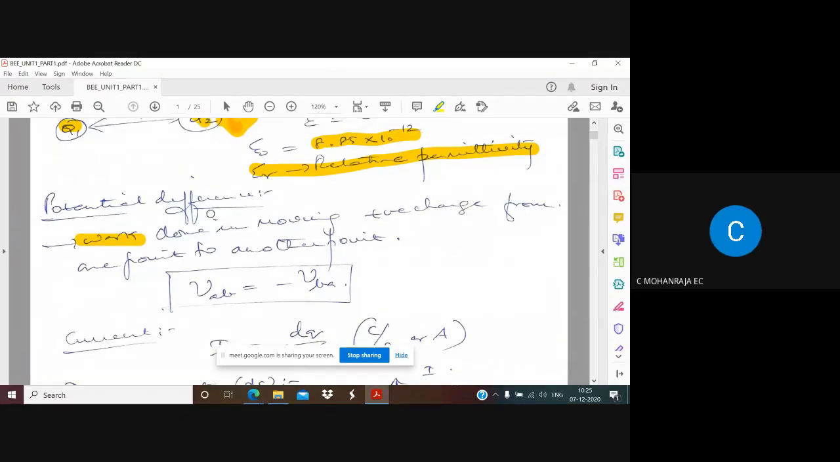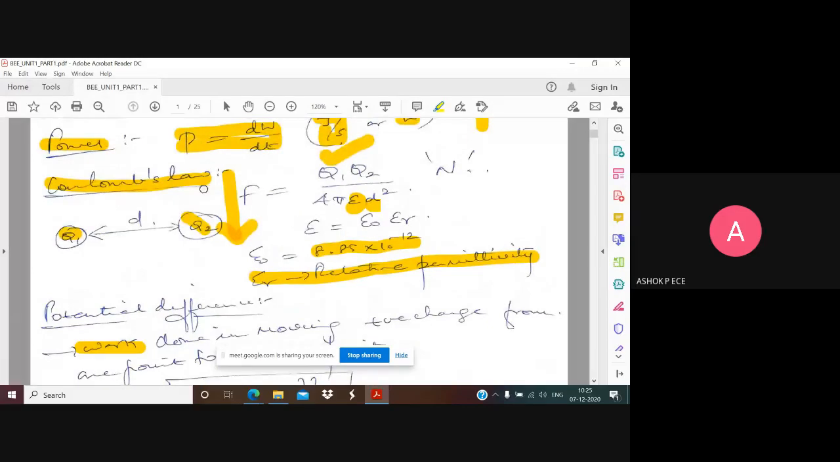Could you repeat Coulomb's law one time, sir? Yes. Coulomb's law gives an expression for how much force you have between charged particles.